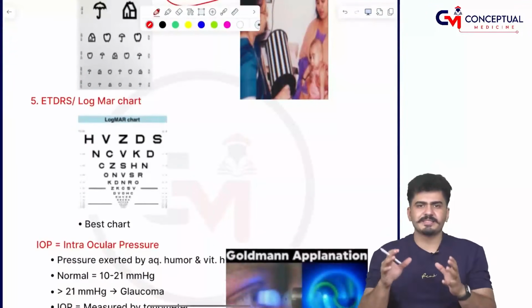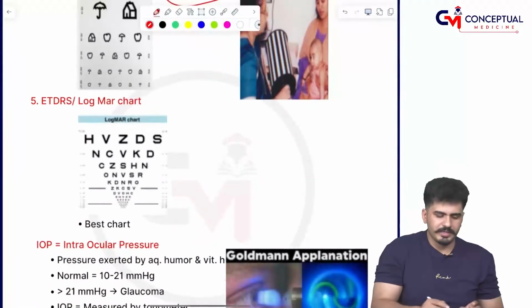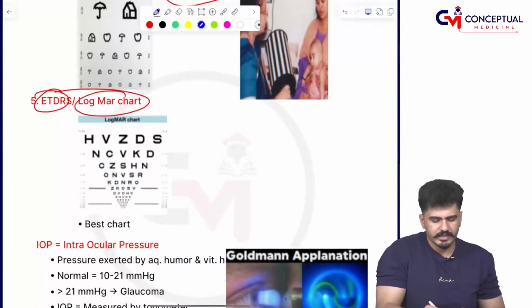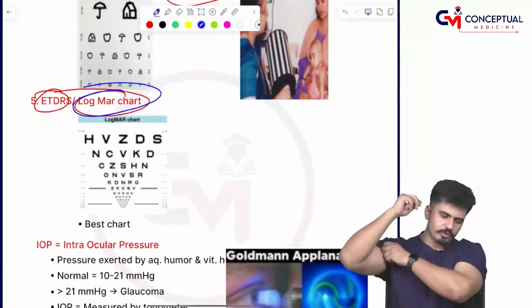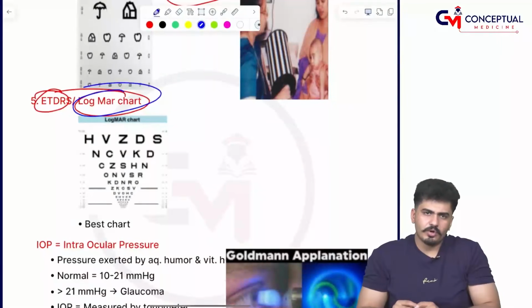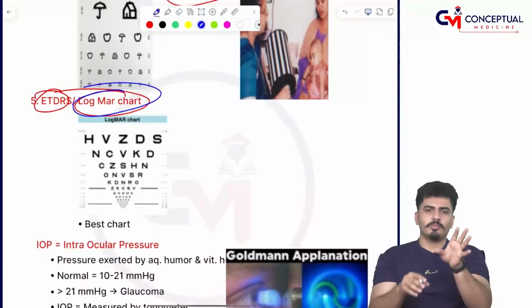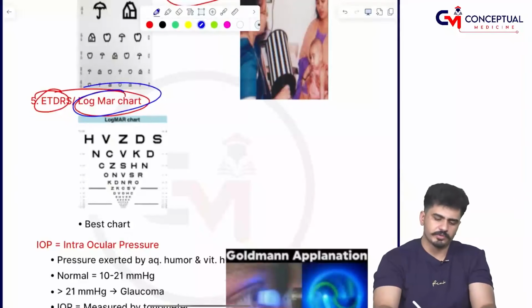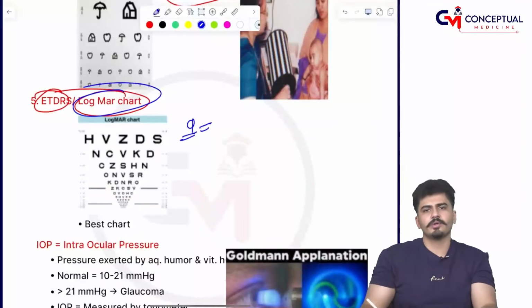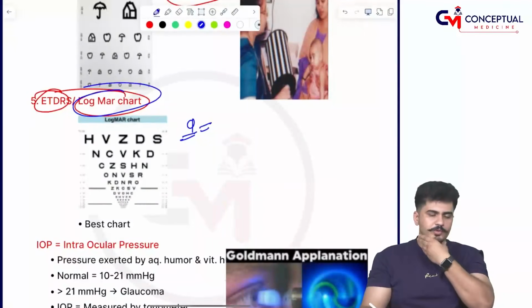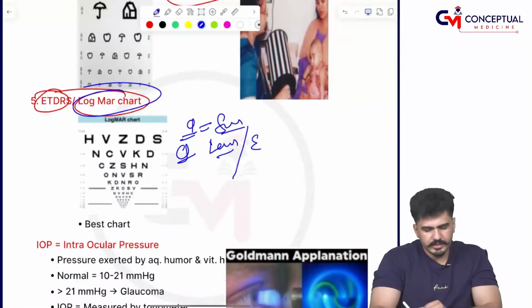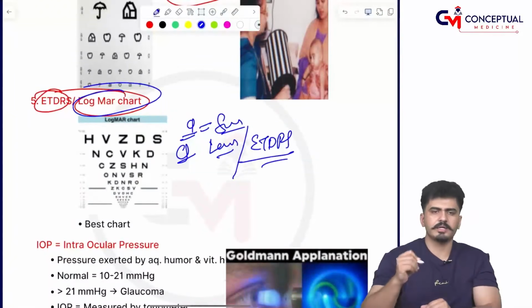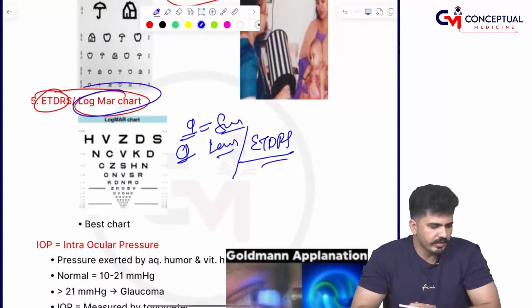Now the next is the best chart to check the vision, and that is going to be the ETDRS or Logmar chart, sir. The ETDRS or Logmar chart is like a sloping thing. So the most commonly used chart is going to be Snellen's chart, and the best chart is the Logmar chart. The other name of the Logmar chart is the ETDRS chart. Very, very good.